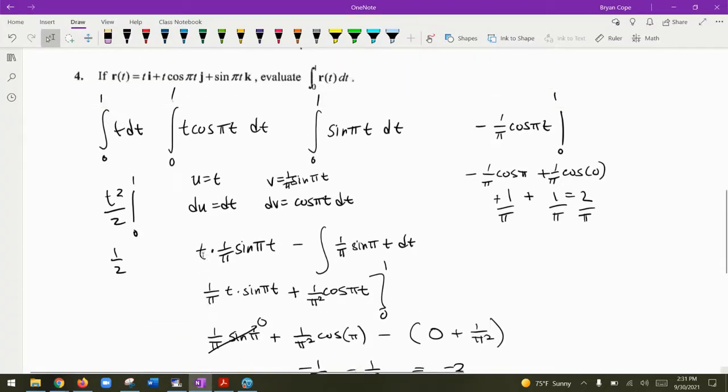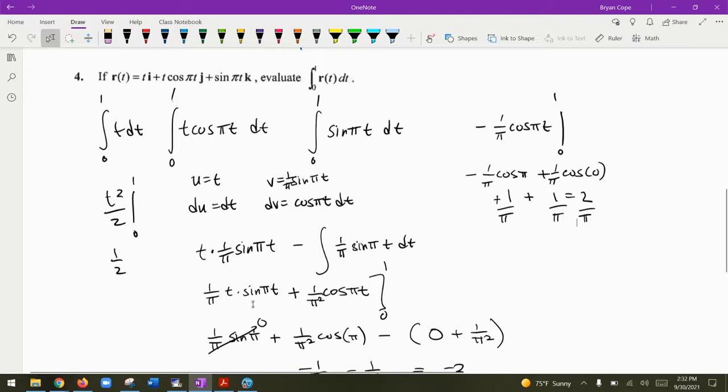You need to do each component's antiderivative. So the antiderivative of the x component evaluates to 1/2. I chose to do this just to practice my skills, okay? You don't have to do integration by parts on the test. You will have a calculator. The answer ends up being -2/π². And then the last case is not so bad. That ends up being 2/π.